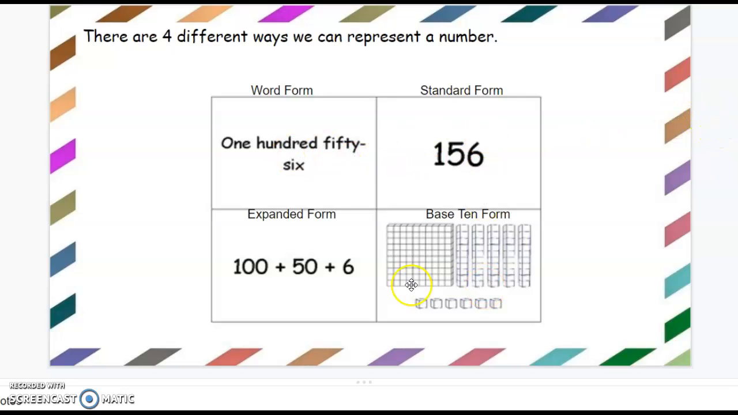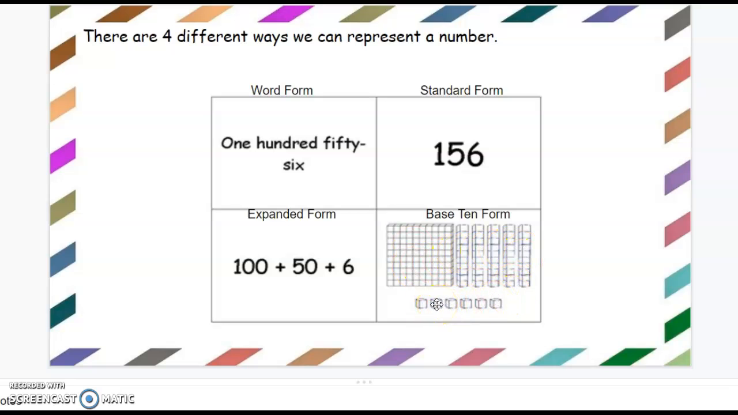There are 4 different ways you can represent a number. I want you to look. I have labeled all the different ways. These are all 4 of the ways. We know standard form. Just like when you stand up, you're standing up straight. It's a standard, it's normal. Standard form is just a regular number, 156. Base 10, we did that all last week. Hundreds, tens, and ones.